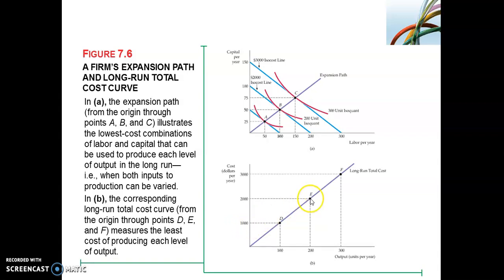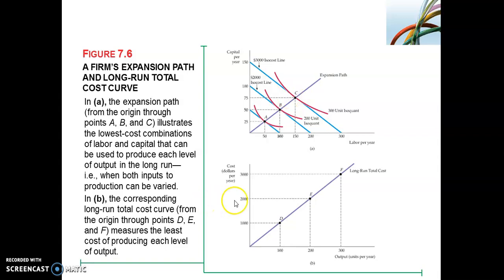Then if we look at point E, that corresponds to point B, where we had 200 units of output, and that cost was given by the isocost line, where it was $2,000 as well. And then lastly, point F corresponds to point C, where we had 300 units of output, and that came with a cost of $3,000, as we can see.